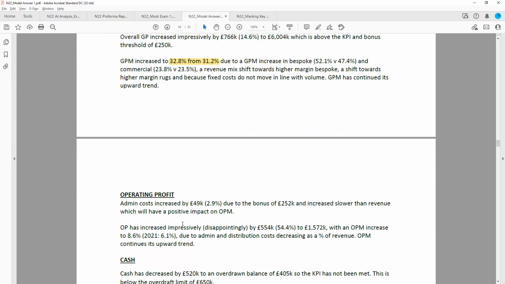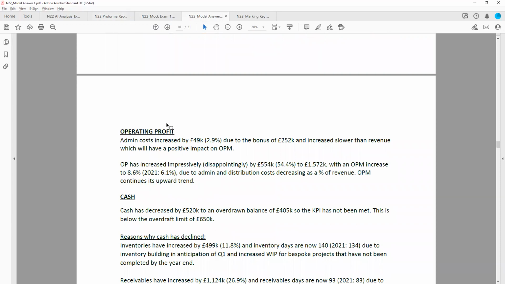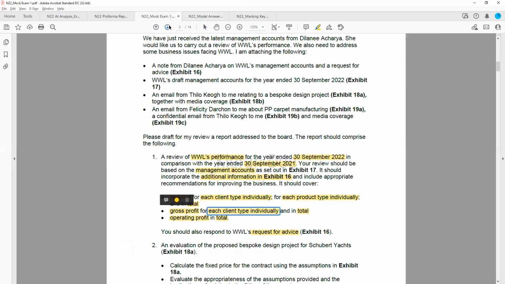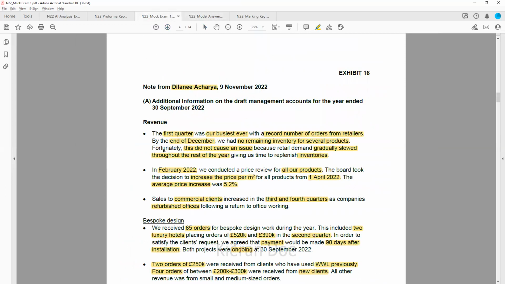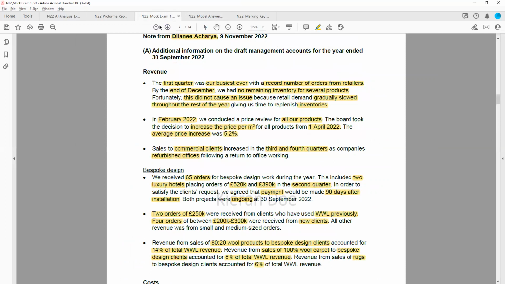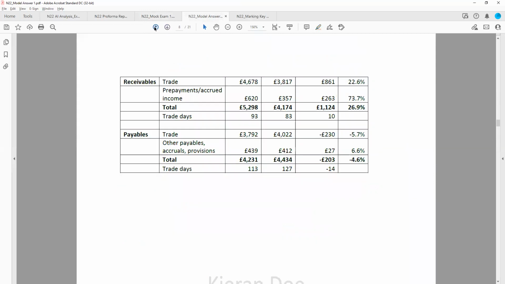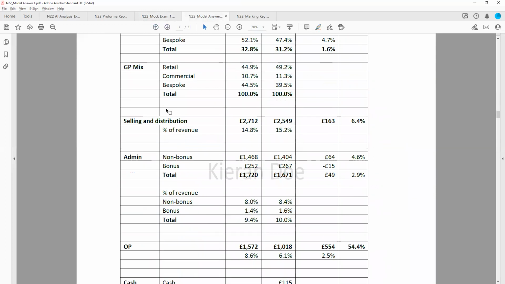And then that left us with room for a couple of points on operating profit. So you could have done admin, or you could have done selling and distribution. There wasn't any reasons given in here why they had gone up or down. So it was difficult to choose on that basis. If there was, then I would have picked the one from the exam paper that we were given a reason for.